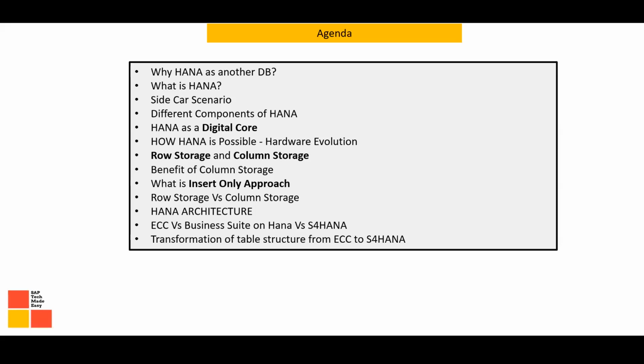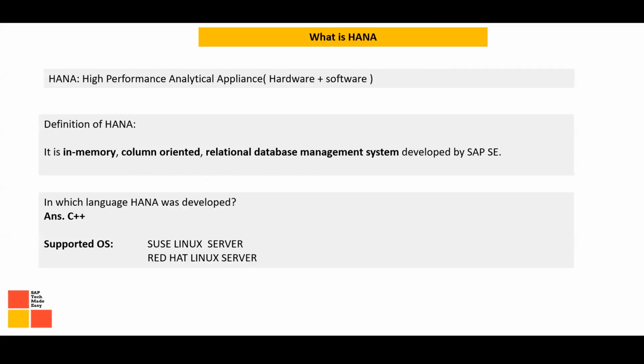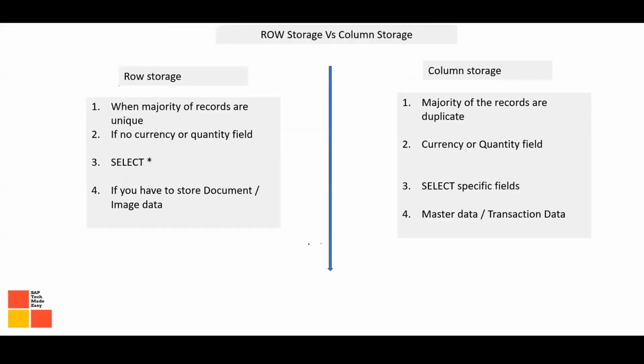See here, these are the basics of HANA: why HANA, what is HANA, what is the sidecar scenario, different components of HANA. HANA is a digital core, how HANA is possible with the help of hardware evolution and software evolution, row storage and column storage, benefits of column storage, what is the insert only approach, the differences between row storage and column storage and when to use which, HANA architecture, ECC versus business suite on HANA versus S4 HANA, and transformation of table structure from ECC to S4 HANA. These are the topics I have covered in more detail.